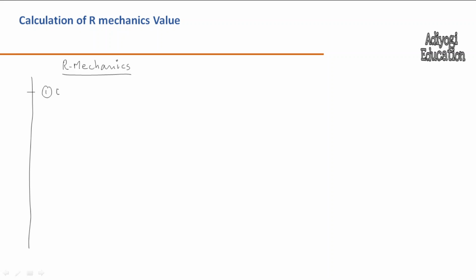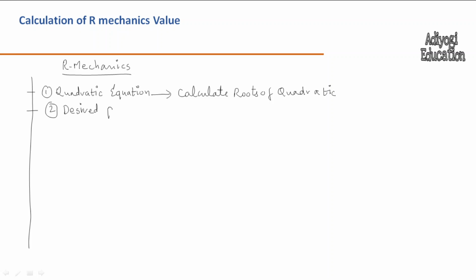With the given quadratic equation, one needs to calculate the roots of the quadratic equation. Once we have the roots of the quadratic equation, we need to calculate the desired polynomial. Once we have the desired polynomial, we need to multiply the desired polynomial with the primitive polynomial.